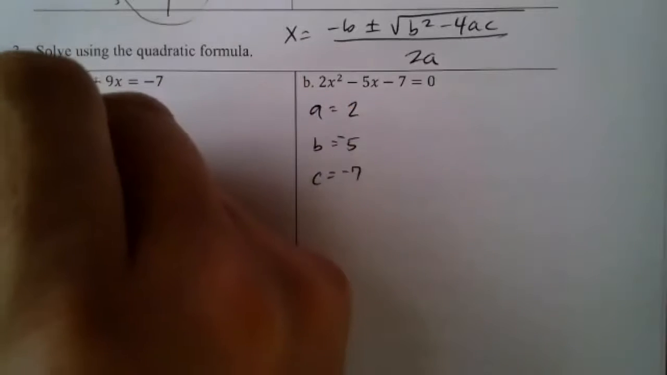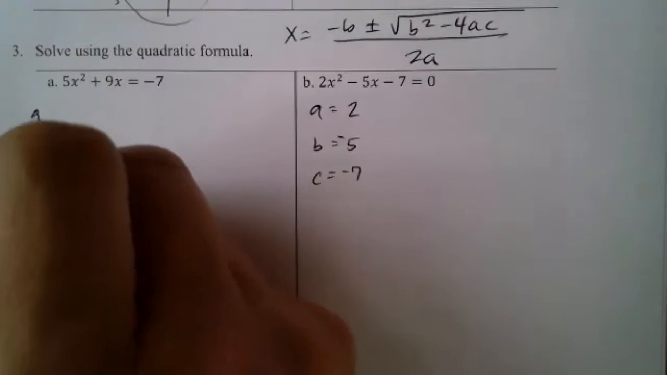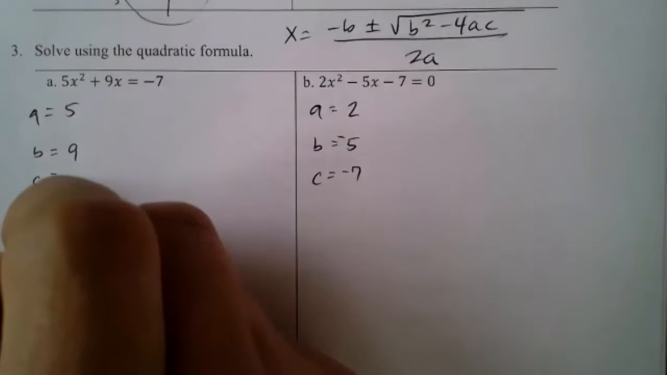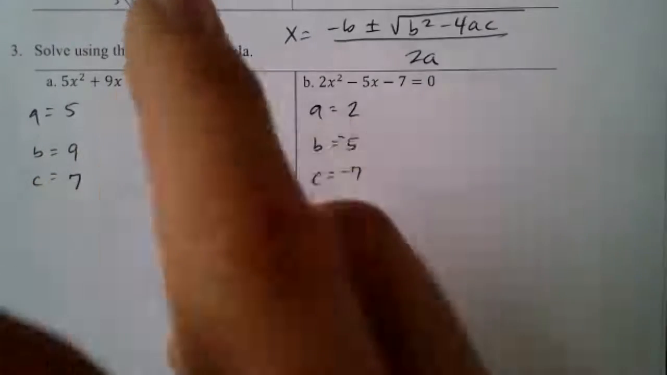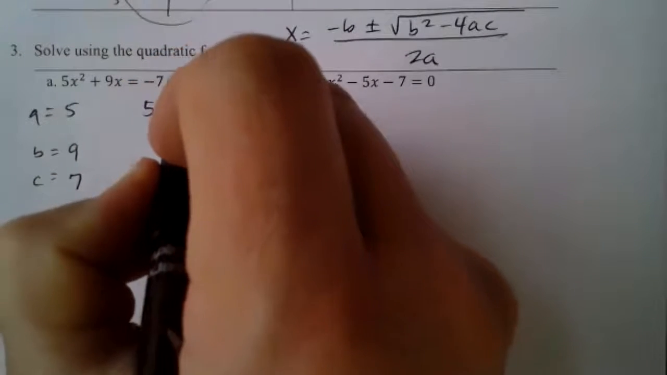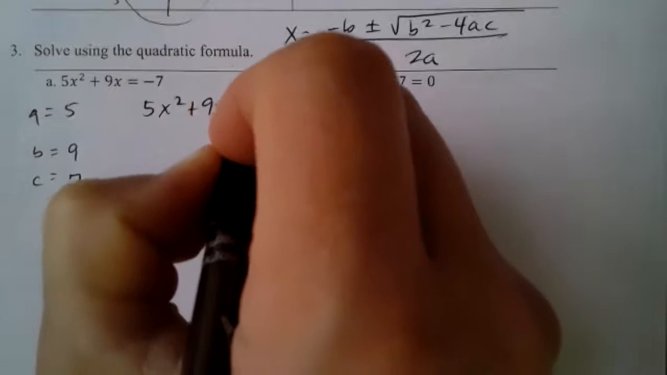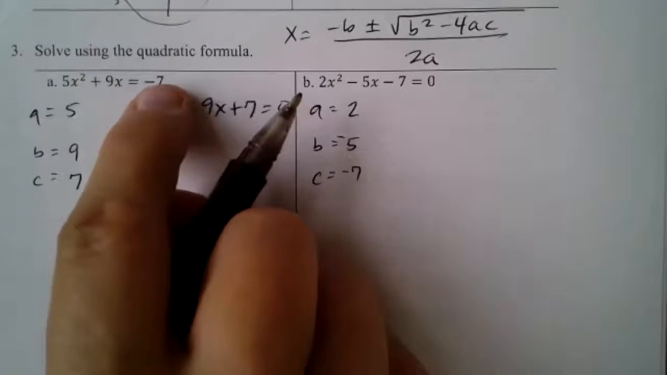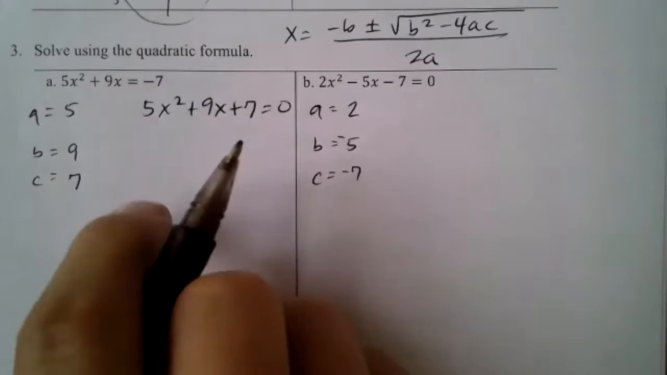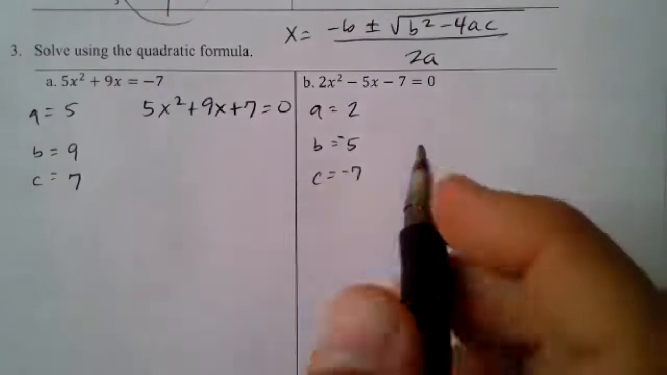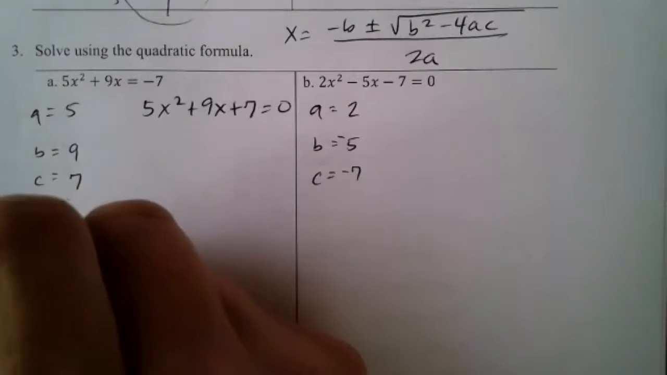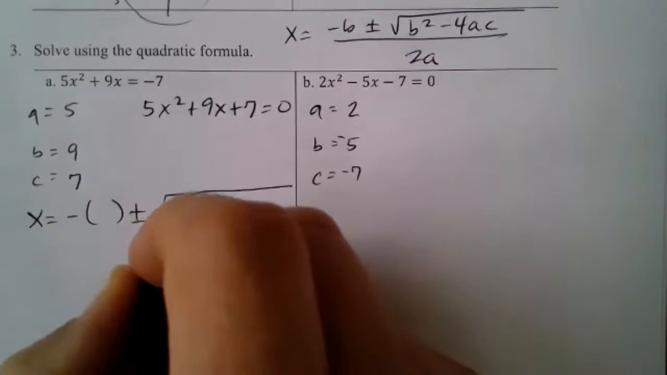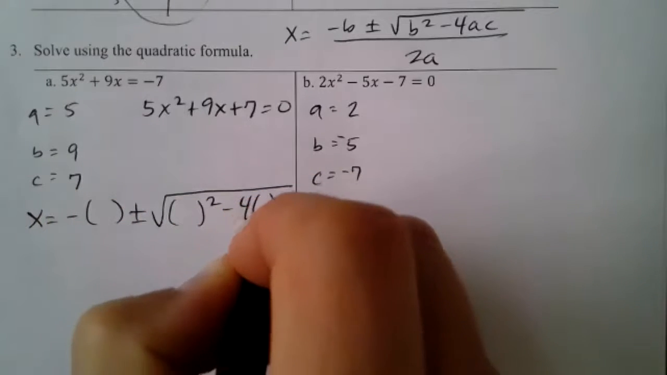Over here, A is 5, B is 9, and C is actually positive 7. Because if you were to solve this and set this side equal to 0, you'd have to add 7 to both sides, and that's why that C is 7. Now let's throw in our blanks. x equals negative blank plus or minus the square root of blank squared minus 4 blank blank.